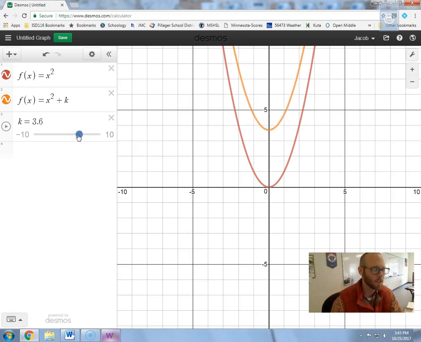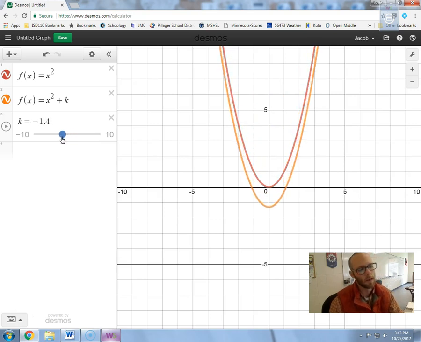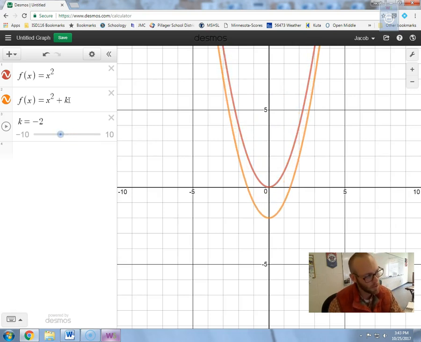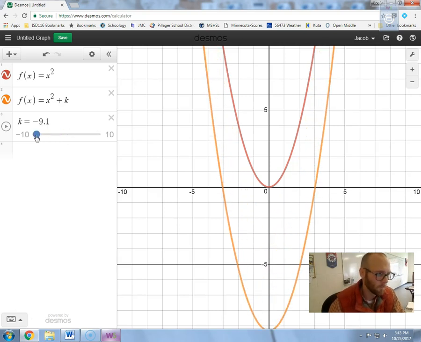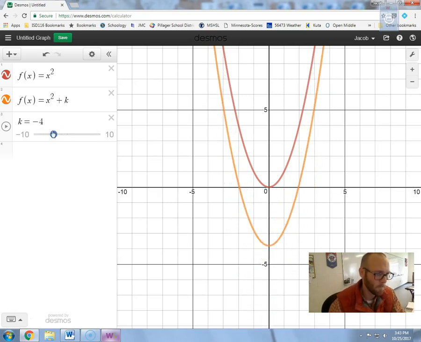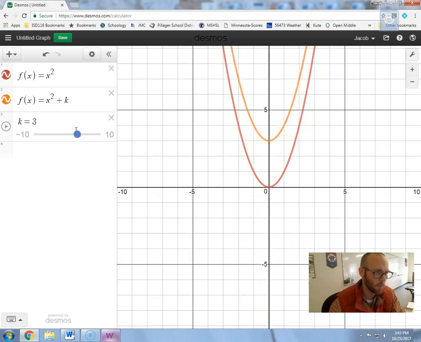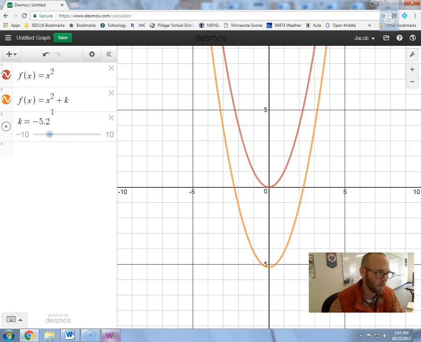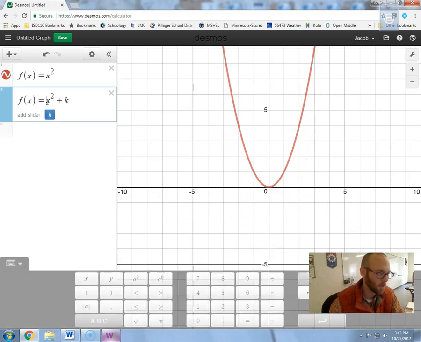It's translating up. If k is negative, what's going to happen to it? It'd be like x squared minus 2 in this case. It slides the graph down. So plus k is up. If it's a minus, it's moving down. So let's put them all together here.